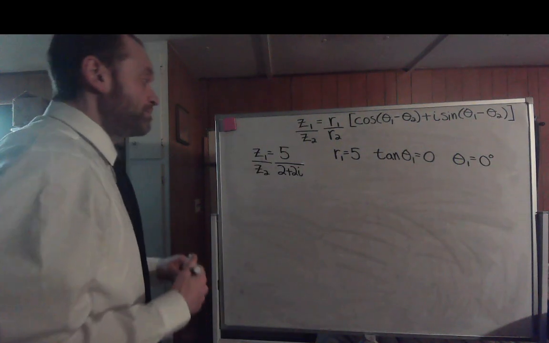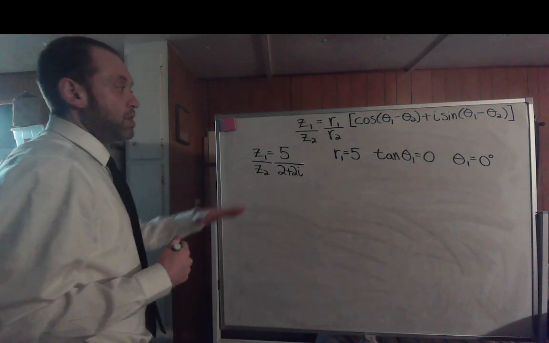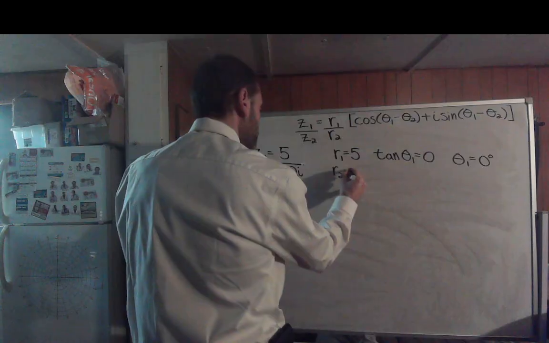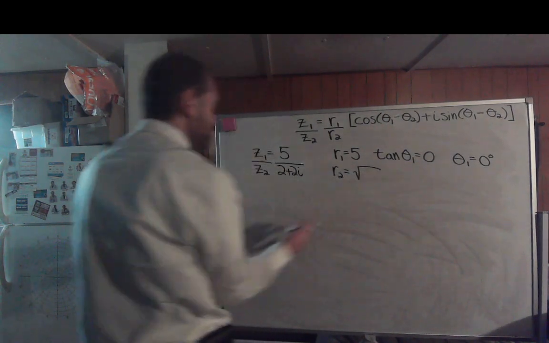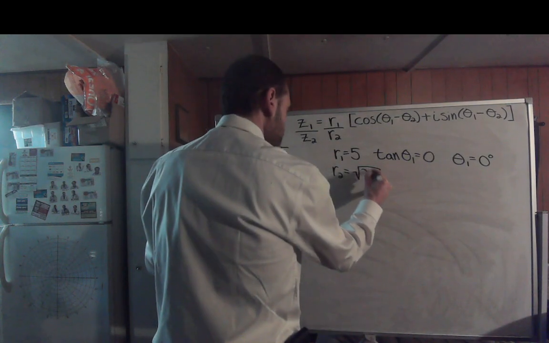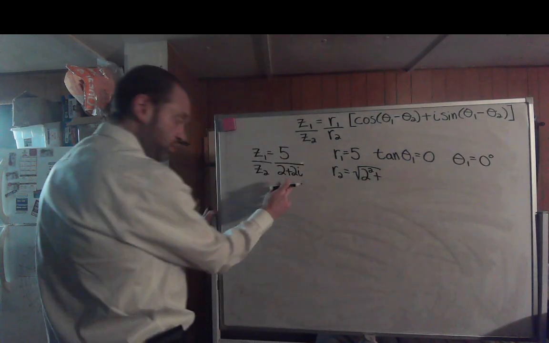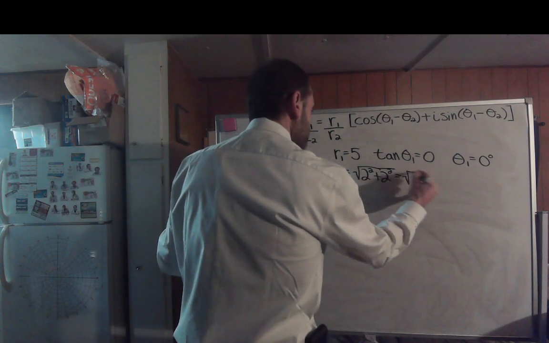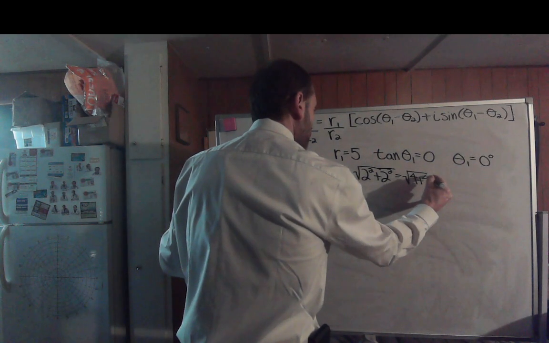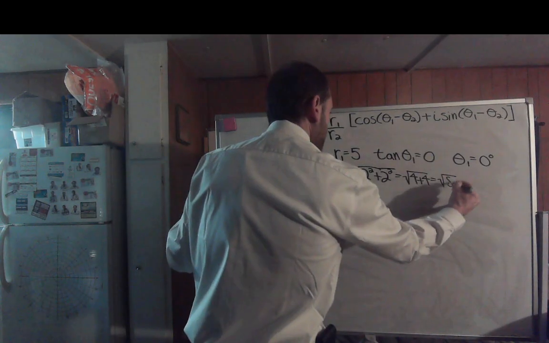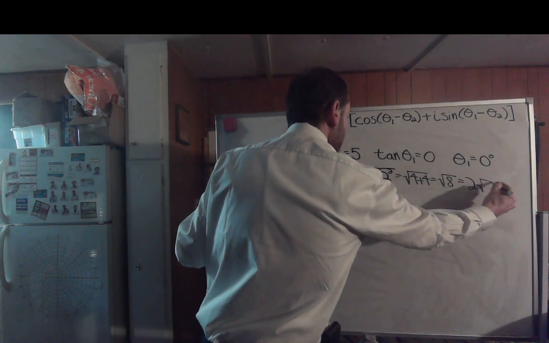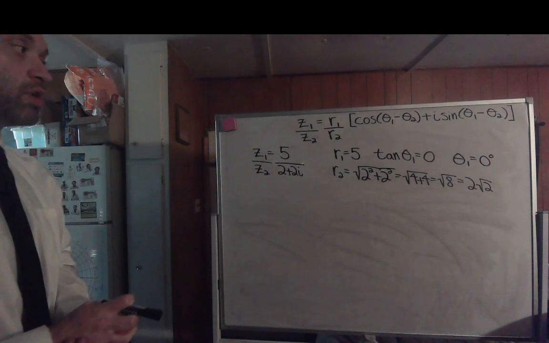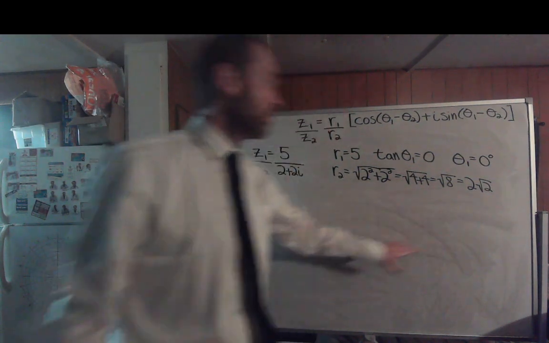Okay, now what about r sub 2 and theta sub 2? So r sub 2 would equal the square root of that a squared, which would be 2 squared, plus your b squared, that's another 2 squared. So that's going to equal the square root of 4 plus 4, which is the square root of 8, which would equal 2 times the square root of 2. Alright, so r sub 2 equals 2 times the square root of 2.